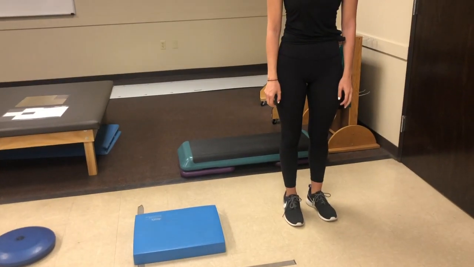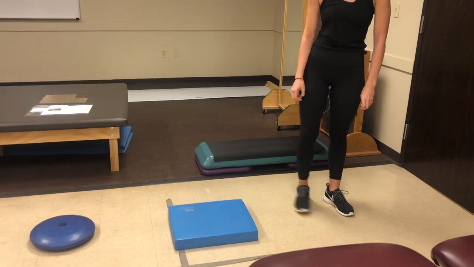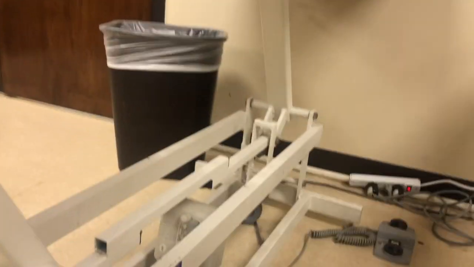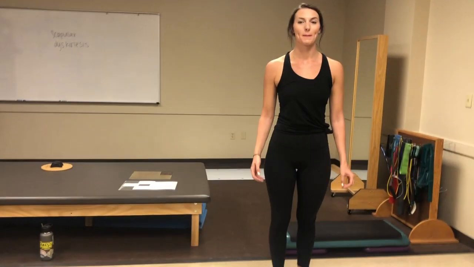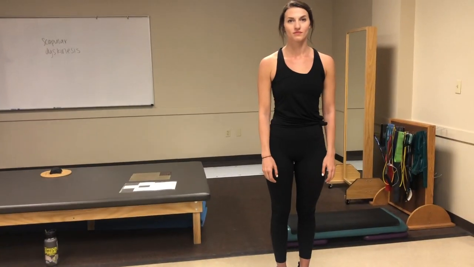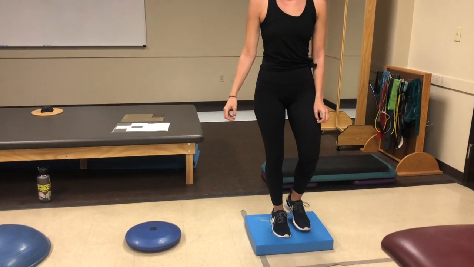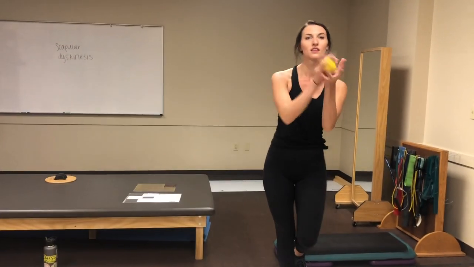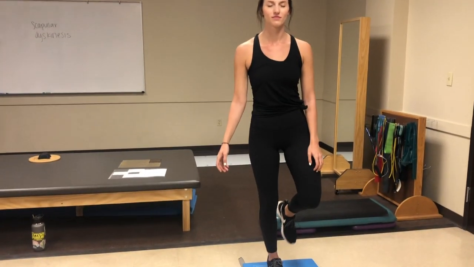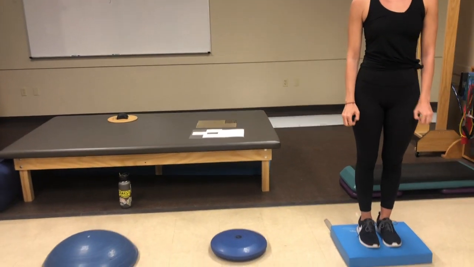Now if we wanted to make that more difficult, then I would progress her onto the foam pad. Pick this up, and then again, ball toss on that. Now if I wanted to make this harder for her, I could just have her move to a single leg stance, and then we could still ball toss. Or I could have her close her eyes.